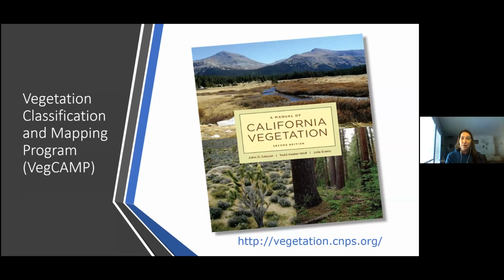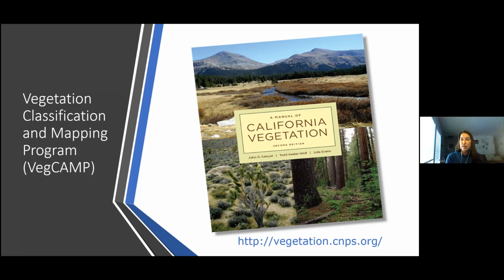So a little bit of background first. The Vegetation Classification and Mapping Program, or VegCAMP as we call ourselves, is a program within the Department of Fish and Wildlife. And we develop and maintain California's vegetation classification system. Or in other words, we define and describe all of the natural vegetation types found in California.